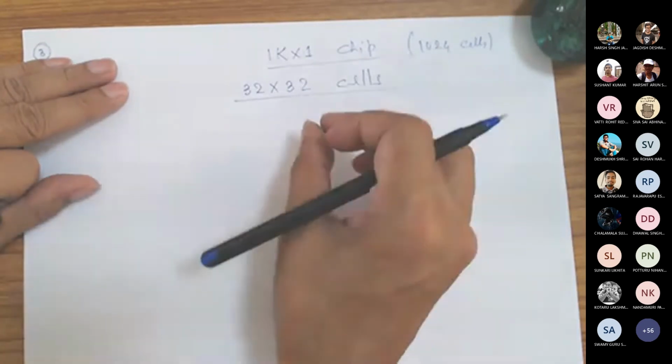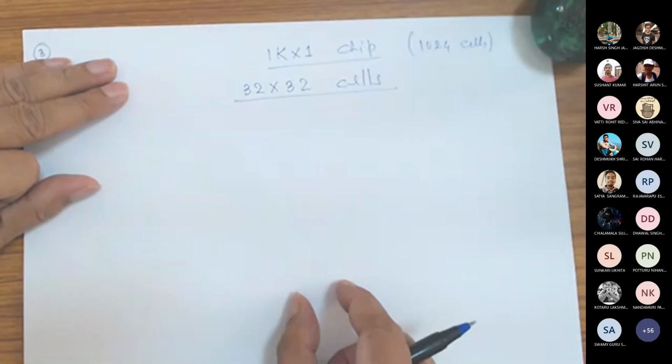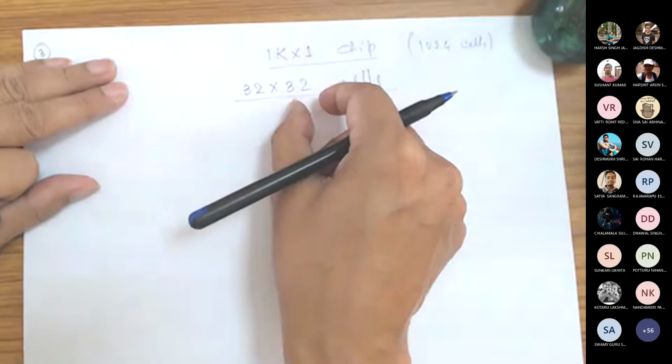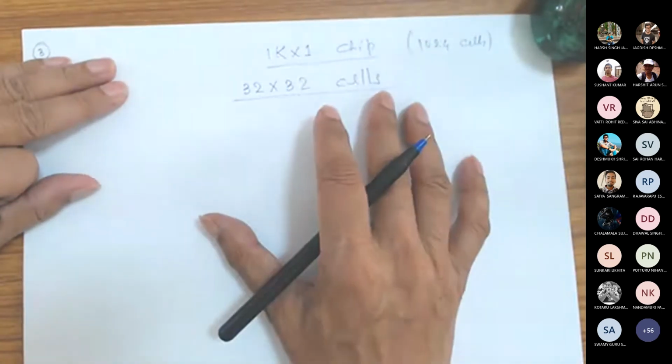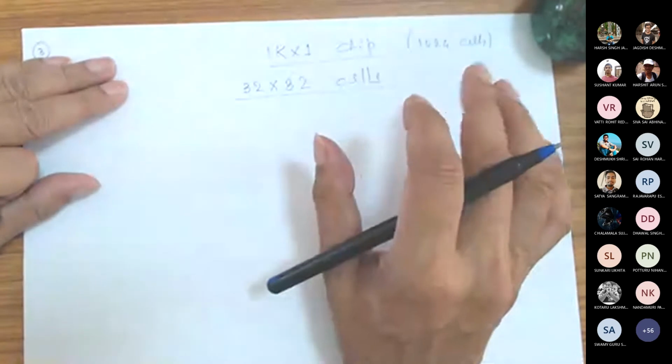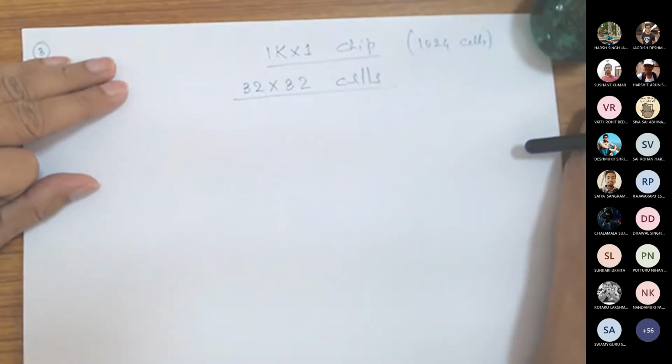So instead of designing one cell, placing all the cells in a single column and selecting one row at a time, it will be a huge burden on the decoder. We can actually make a separate design. That is what basically I am going to show you now.